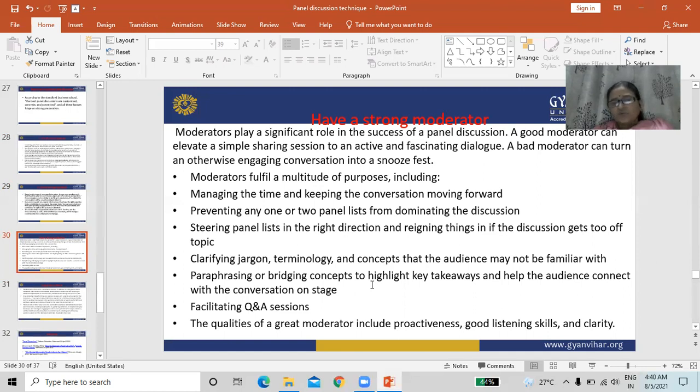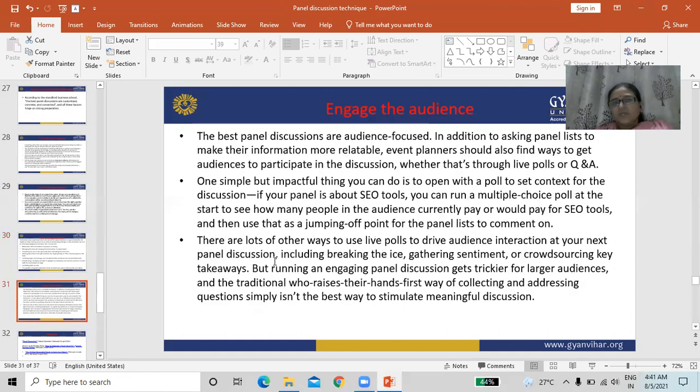The qualities of a good moderator include good listening skills, clarity, and proactiveness. So have a strong moderator for the success of your panel discussion. Engage the audience.